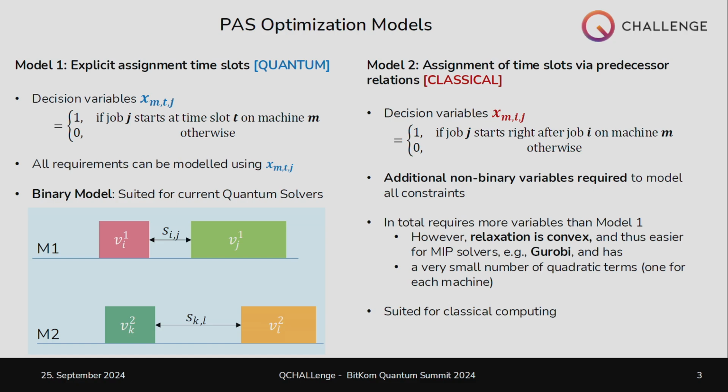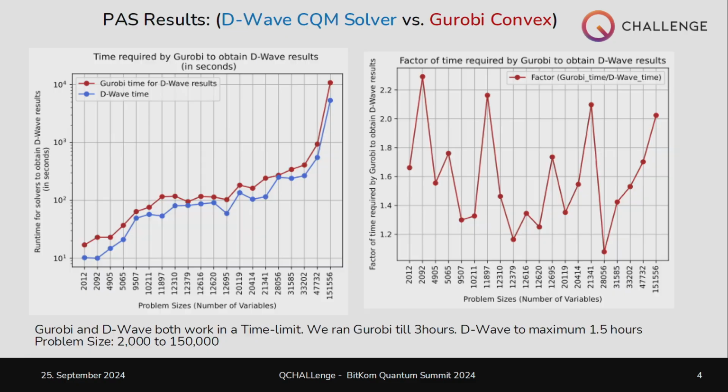So this is what we did. We had the model in the quantum way, and we had the model in the classical way. We took the quantum model and ran it on the D-Wave CQM solver. I think Florian will talk a bit more about the CQM solver, but what I'm going to show are the results. The plot on your left shows problems ranging from 2,000 variables to 151,000 variables. Just to let you know, this is not a quantum computer, this is a hybrid quantum computer. It has classical as well as quantum hardware, as is said by D-Wave.